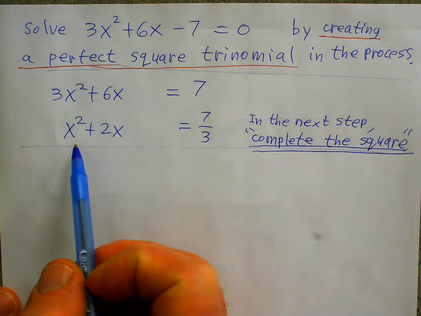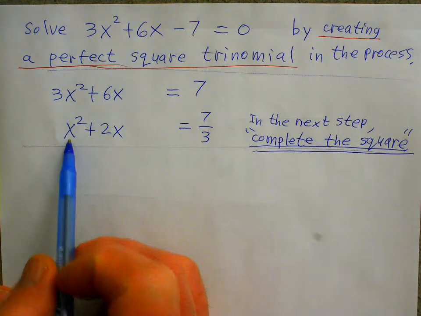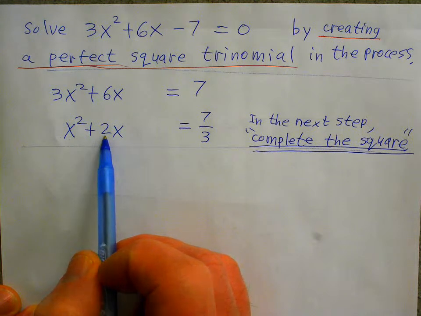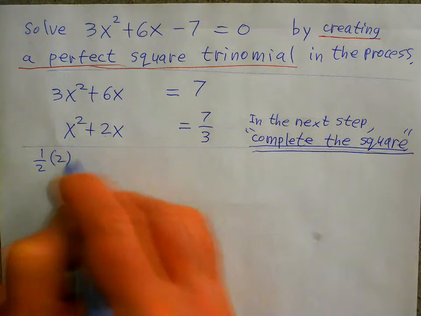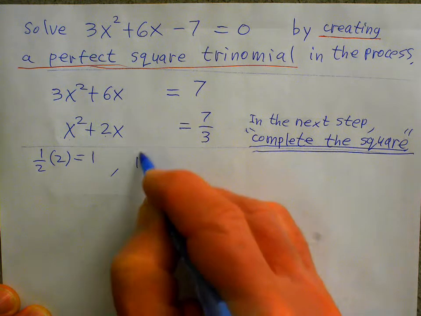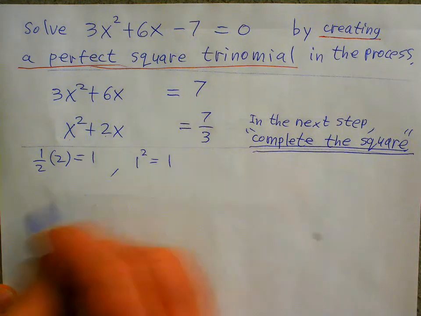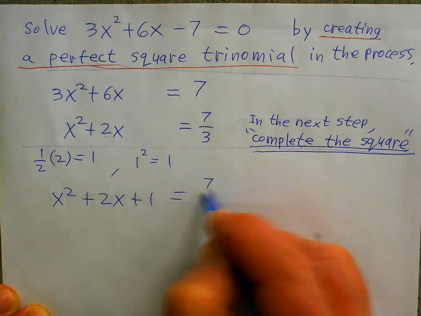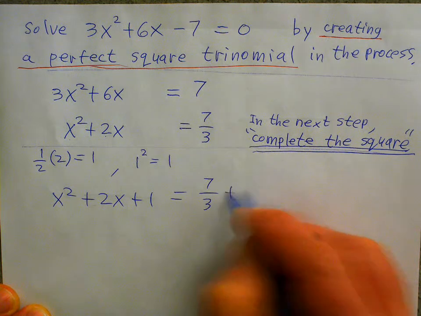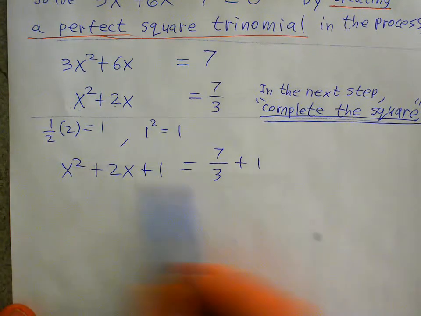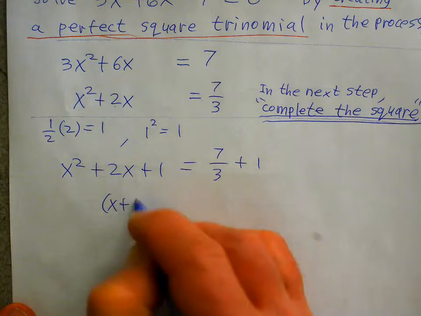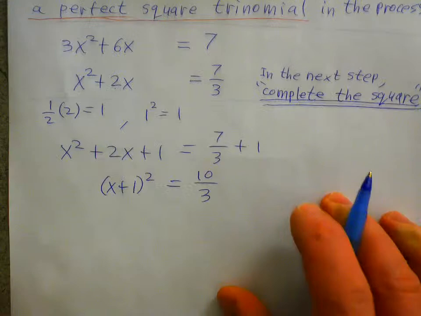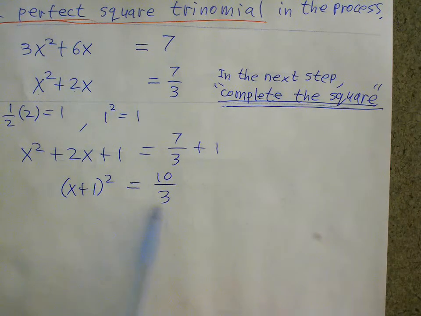Since the coefficient of x squared is 1, we take half of the coefficient of x. So 1/2 of 2 is 1. And then we square 1 and add that to both sides. So x squared plus 2x plus 1 equals 7/3 plus 1. And then x squared plus 2x plus 1 is x plus 1 squared equals 10/3. And then you can use the square root property to solve.